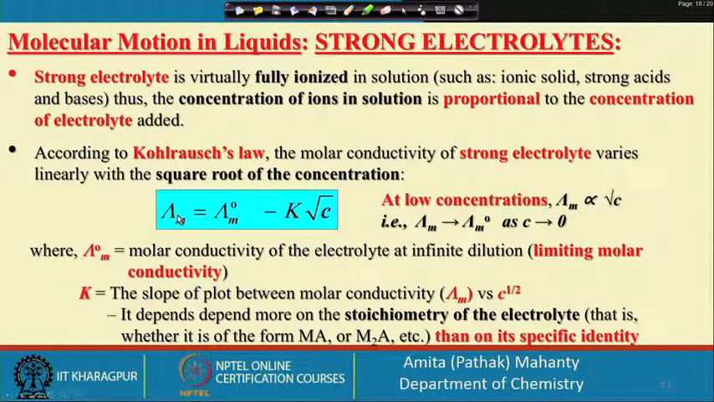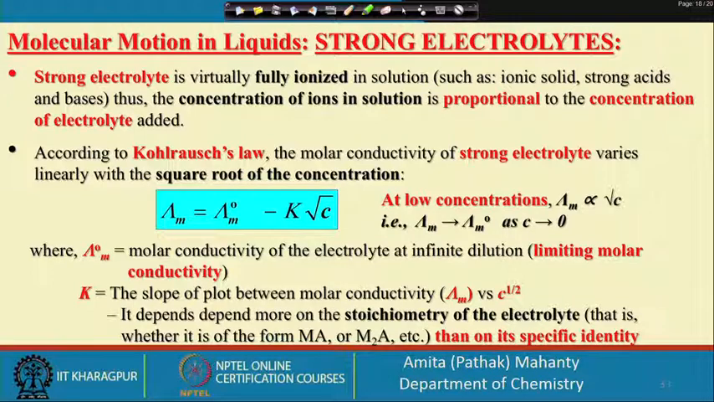What does it say? For a strong electrolyte, the molar conductance at any concentration is linearly dependent on the square root of the concentration in molar units. This is an expression of y equal to mx plus c. Instead of a plus we have a minus, which means it is going to be a decreasing plot. The slope is going to be negative.